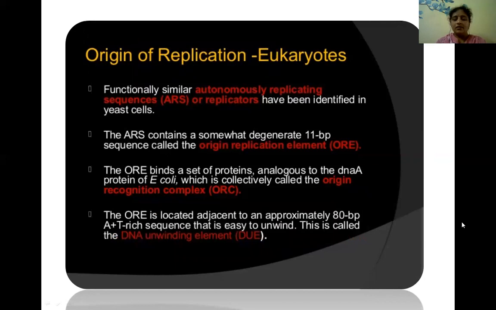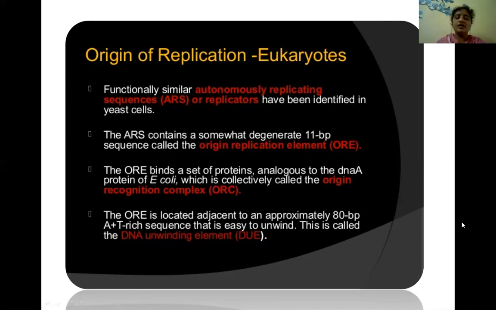Next, in eukaryotes, functionally similar autonomously replicating sequences or replicators have been identified in yeast cells. The ARS, or autonomously replicating sequences, contain a somewhat degenerate 11 base pair sequence called the origin replication element. The origin replication element binds to a set of proteins analogous to the DNA A protein of E. coli, which is collectively called the origin recognition complex.